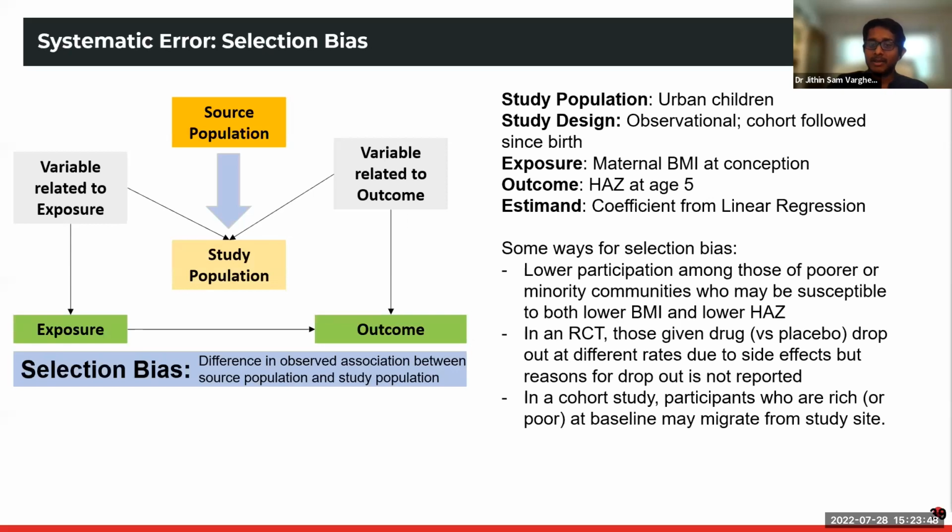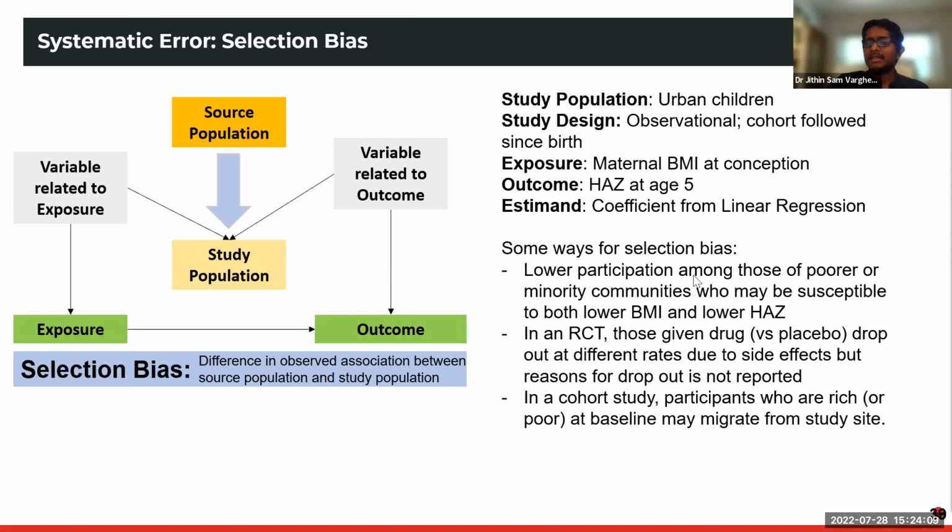So let's look at what selection bias is. Selection bias happens when we try and estimate something in our study population, but it differs from what is a true association in our population. This can be because of many reasons, but commonly this is because of factors that are related to both the exposure and the outcome and are involved in selecting the sample for our analysis.